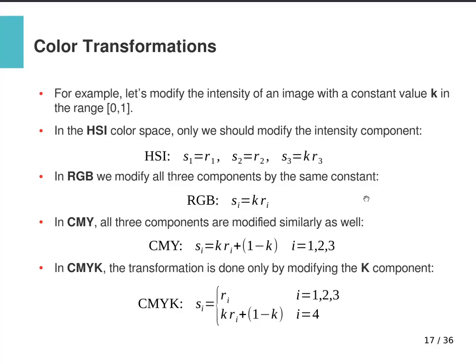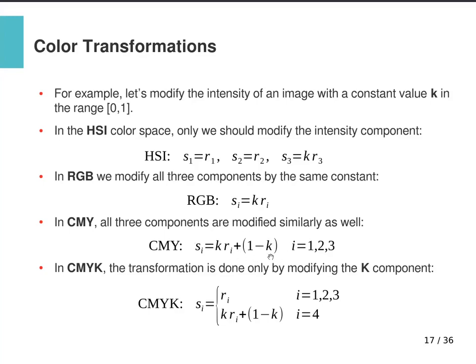Just keep in mind that each one of these S's, depending on the color model, means different things. For example, if you're working in HSI color space, S1 means hue, but if you're working in RGB, S1 means red. In CMY, all three components are modified similarly as well, but now the equation that you use for modification is a bit different than RGB.